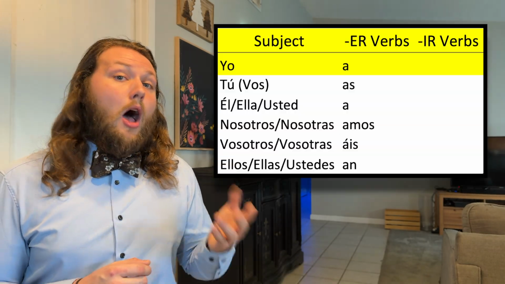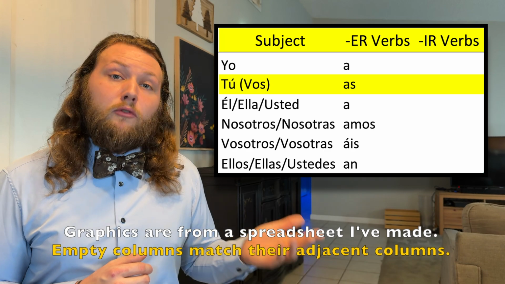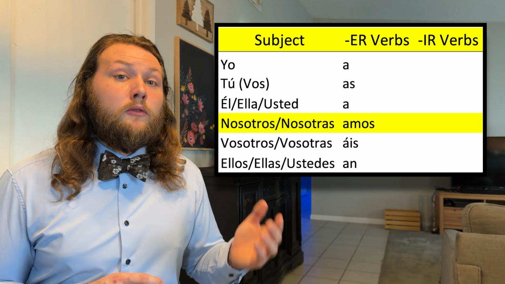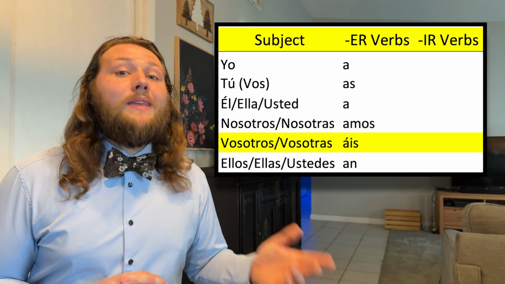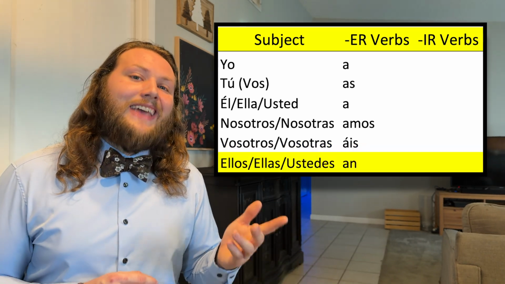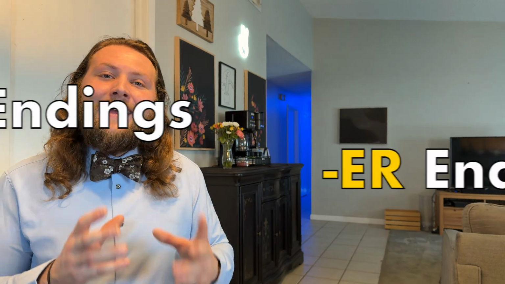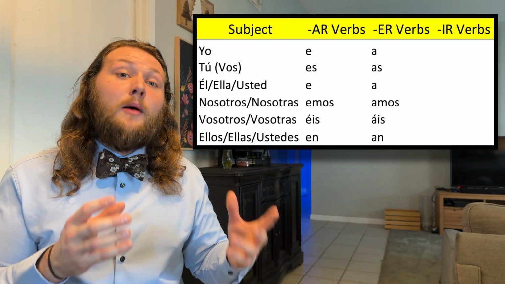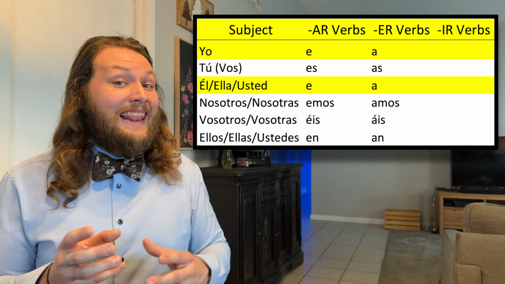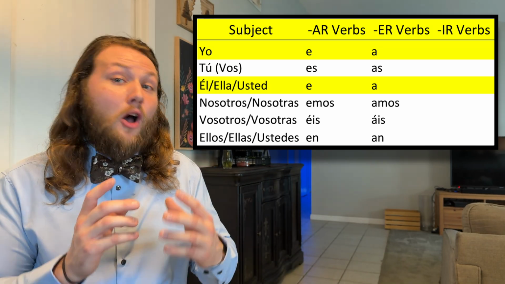So that gives us a for yo, as for tú and vos, a for él, ella, and usted, amos for nosotros and nosotras, áis with an accented A for vosotros and vosotras, and an for ellos, ellas, and ustedes. Did you notice something from those conjugations? The subjunctive mood basically swaps the endings for regular AR and ER verbs from the indicative present tense, and yo uses the same endings as él, ella, and usted instead of the O.